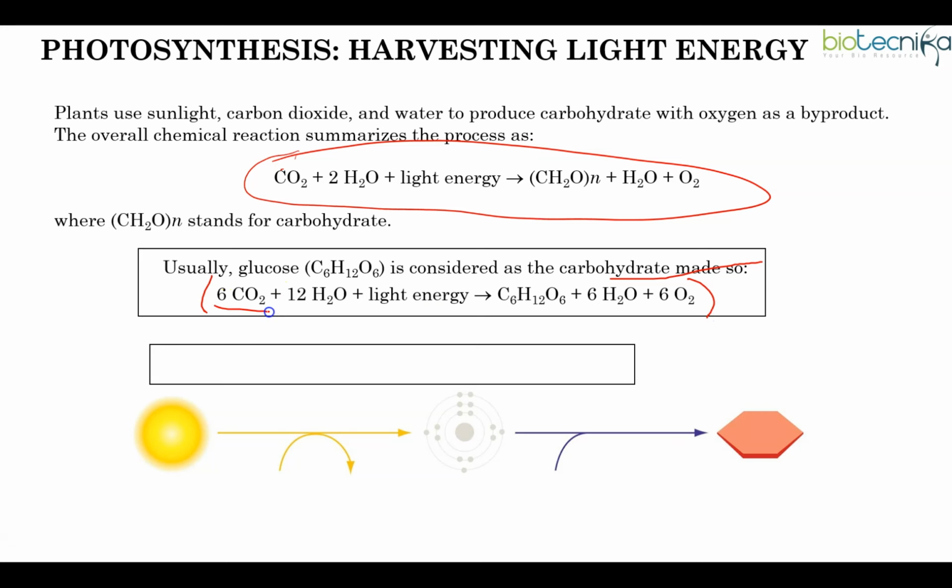6 molecules of carbon dioxide and 12 molecules of water, with light energy, will produce 1 molecule of glucose, 6 molecules of water and 6 molecules of oxygen.